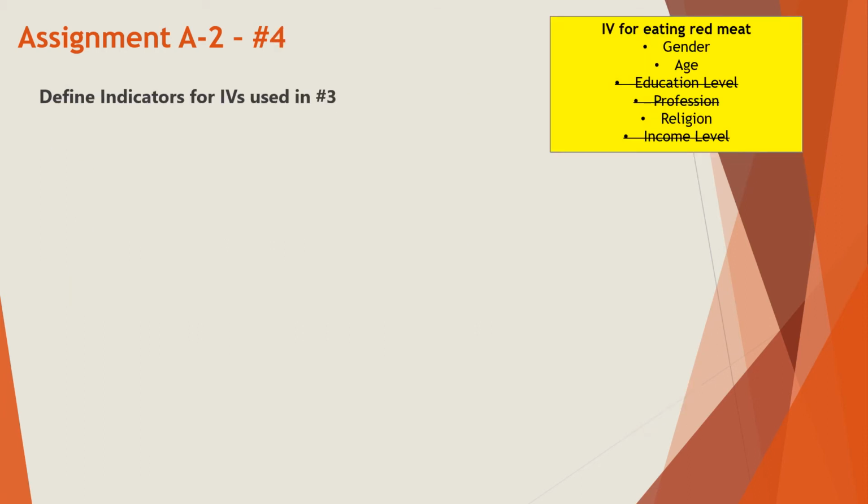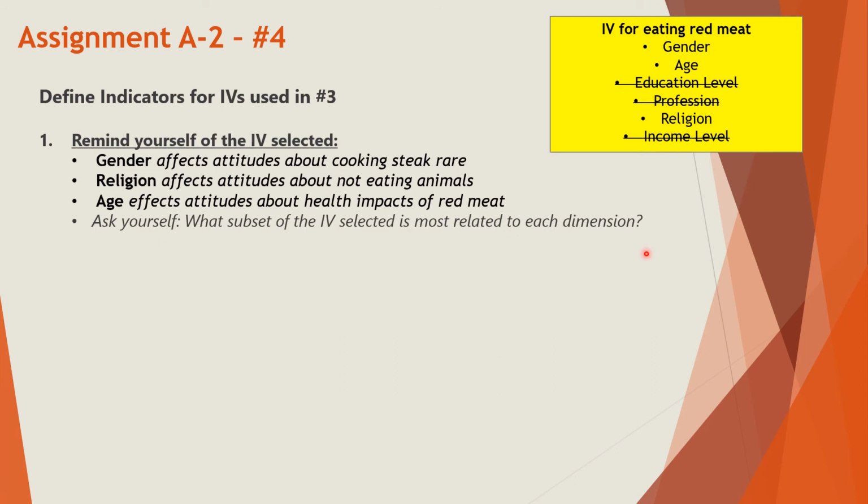Step number 4, define the indicators for the independent variables used in step number 3. Now remember, we only used 3 of the 6, and the 3 that we used were gender, age, and religion. So we can cross these others out, at least mentally in our mind. So we first want to remind ourselves of the independent variables selected, and we selected gender, religion, and age.